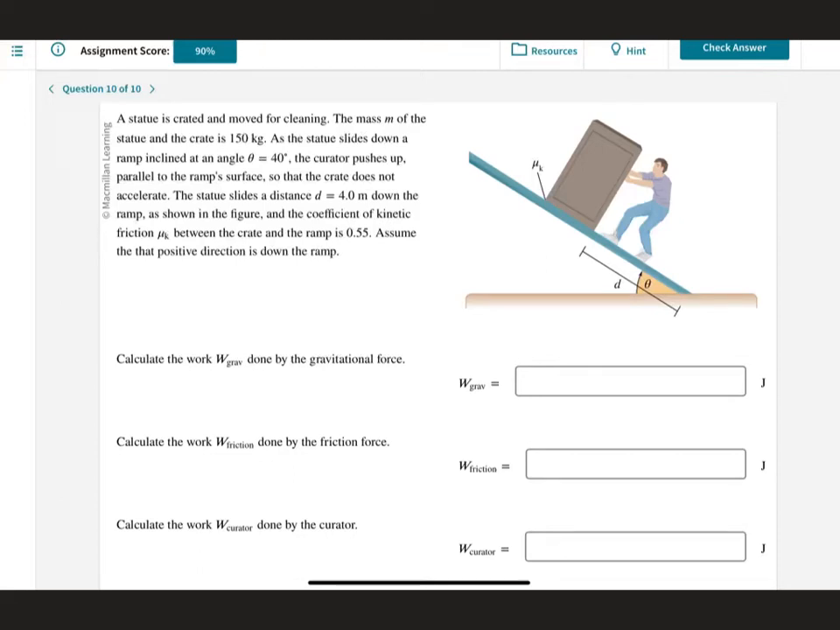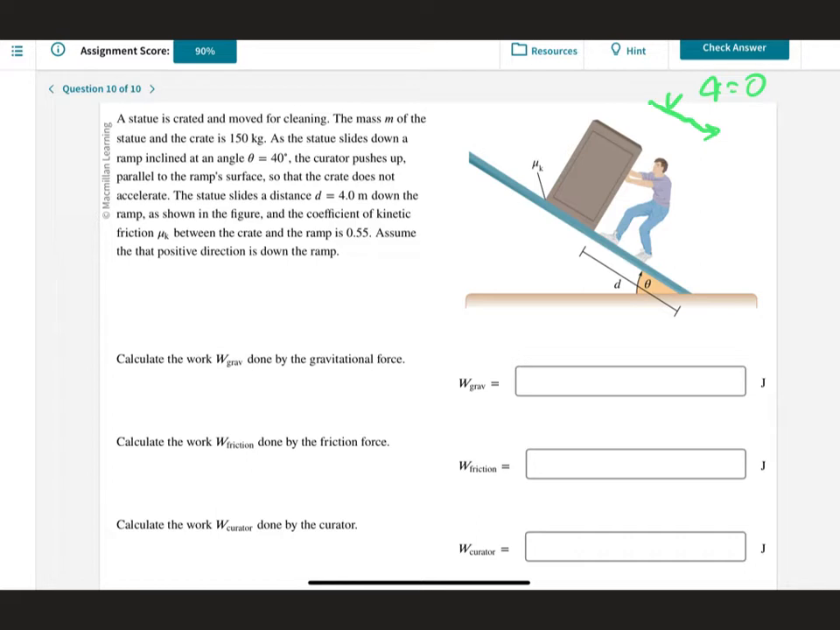Physics 101, work and energy homework, question number 10. We have a statue sliding down a ramp. The curator is holding it up, applying a force so that it won't slide down. It's not going to accelerate, so the acceleration is 0. It's going to slide smoothly down the ramp. The velocity is going down the ramp, and we're calling down the ramp the positive x direction.